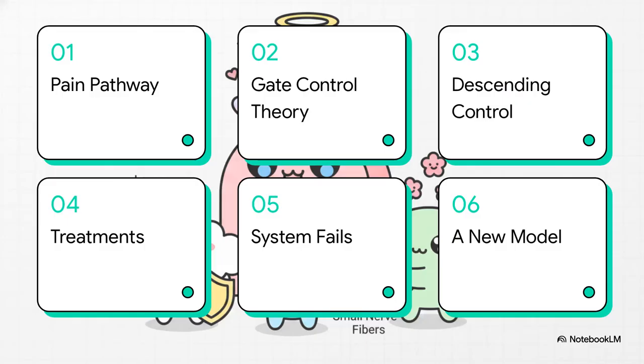All right, so here's our game plan. First, we'll cover the basic wiring for how pain signals get from point A to point B. Then we'll dive into the gate control theory itself. After that, we'll see how the brain gets involved with its own top-down control. And finally, we'll connect it all to real-world treatments and, of course, what happens when this whole system breaks down.